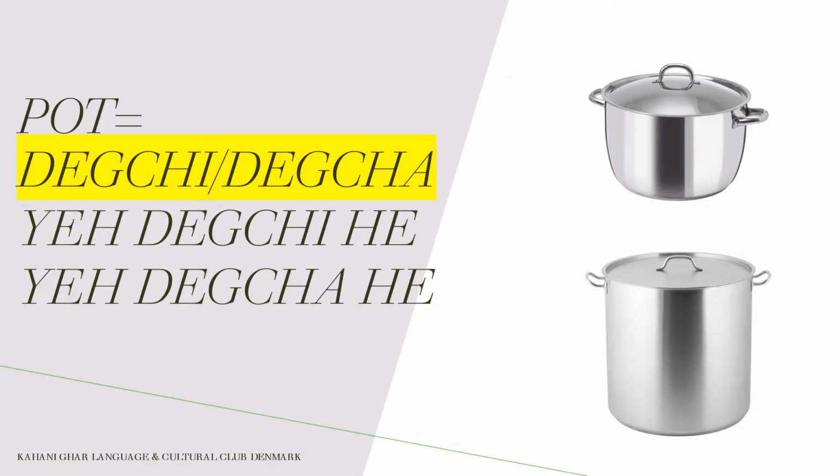A pot. If it's a small pot, it will be dekchi. And a big one, dekcha. This is a pot, a small one. ये dekchi है. And a big one, ये dekcha है.